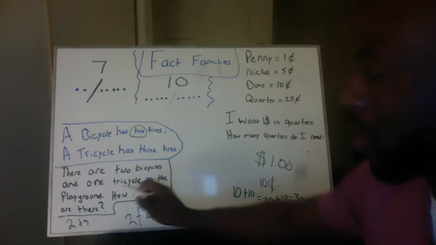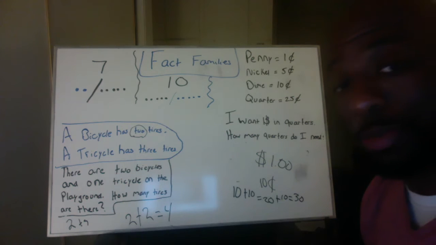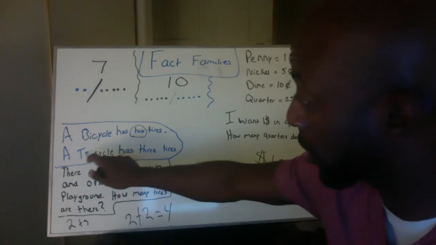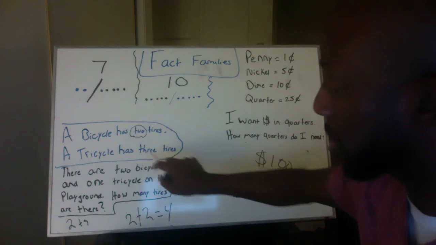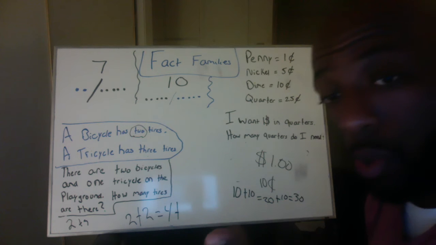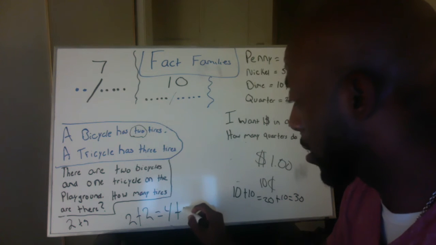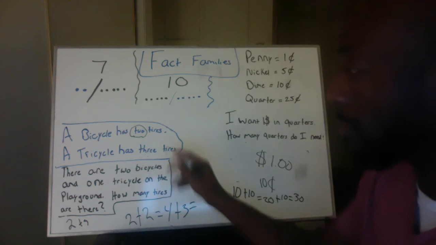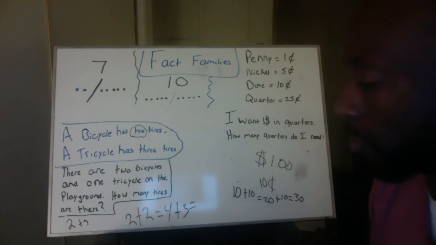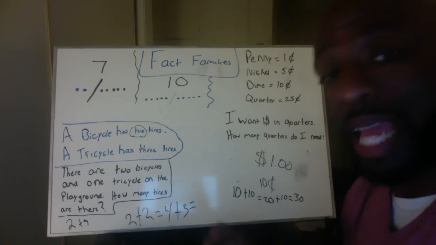So we have 4. But now we have to add, it says there are 2 bicycles and there's 1 tricycle on the playground. How many tires does a tricycle have? Let's go back and look at the code. Tricycle has 3 tires. Okay, so we have 4. Then we're going to add how many tires? 1, 2, 3. So we add 3. So now we have our formula. There are 2 bicycles. We've added those. There's 2 bicycles, 2 tires for each one, gives us 4. And then there's 1 tricycle that has 3 tires. We add 4 plus 3 together. How many tires are there?